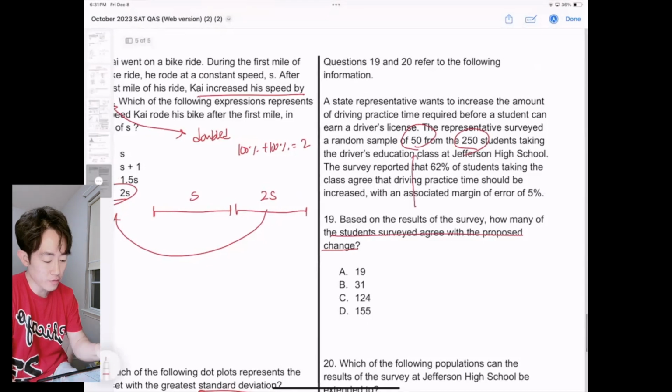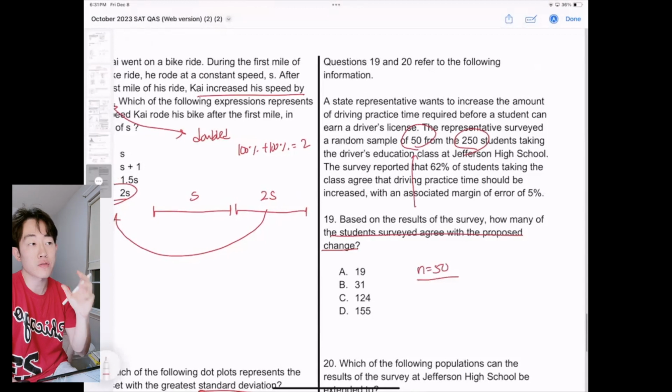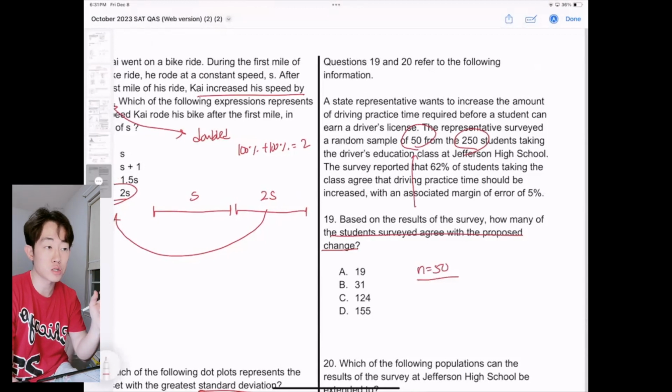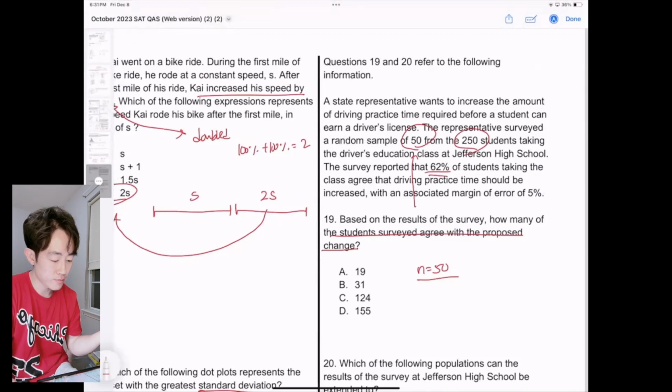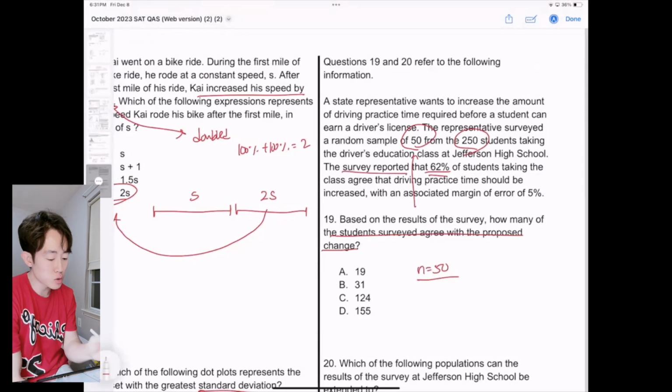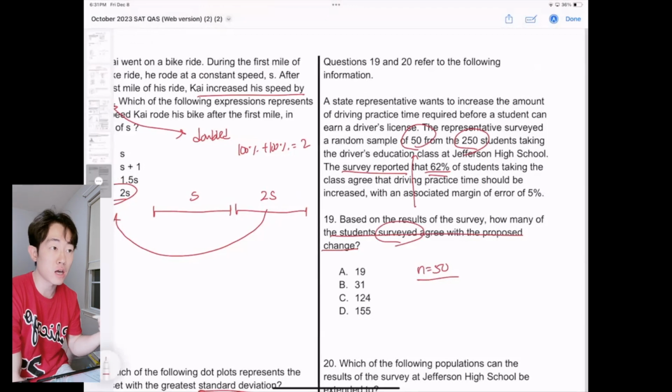We have a random sample of 50. So we have targeted those 50 students and we asked them questions about it. And they said 62% of the students taking the class agree. The survey reported. So how many of the students surveyed out of those 50 students did they agree?